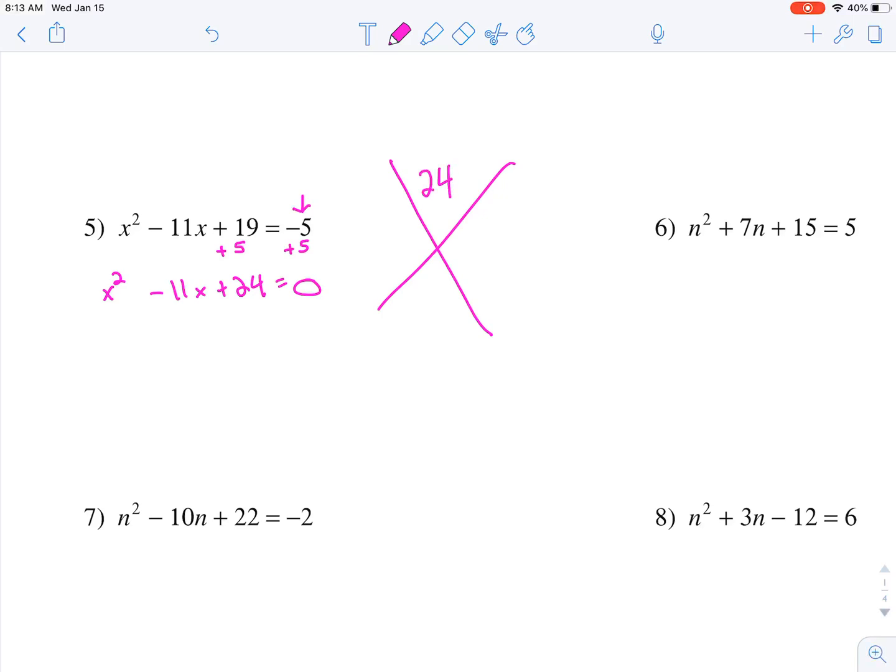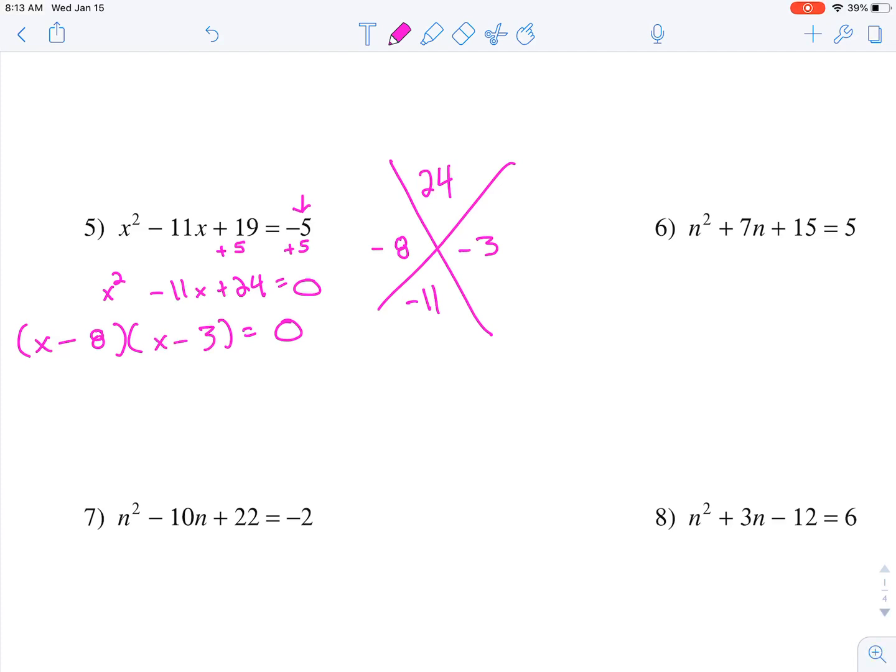the top, which is 24, and B down here in the bottom. And remember, I need two numbers that multiply to 24 and add to -11. That would be -8 and -3, which is going to give me x minus 8, x minus 3 is equal to 0.